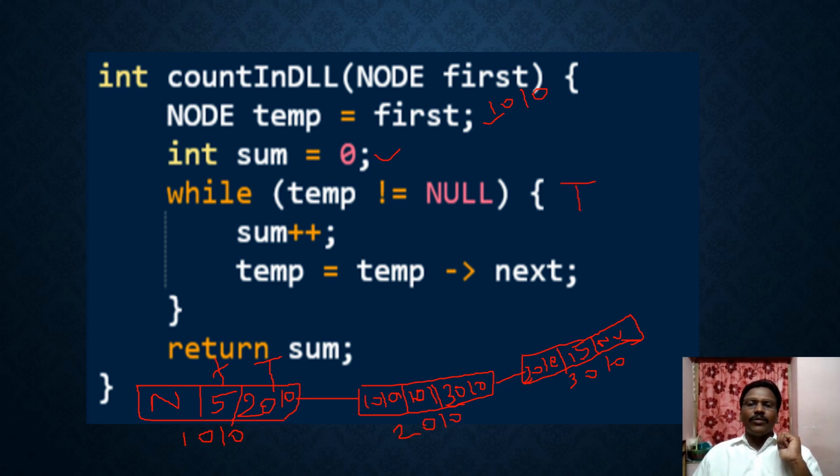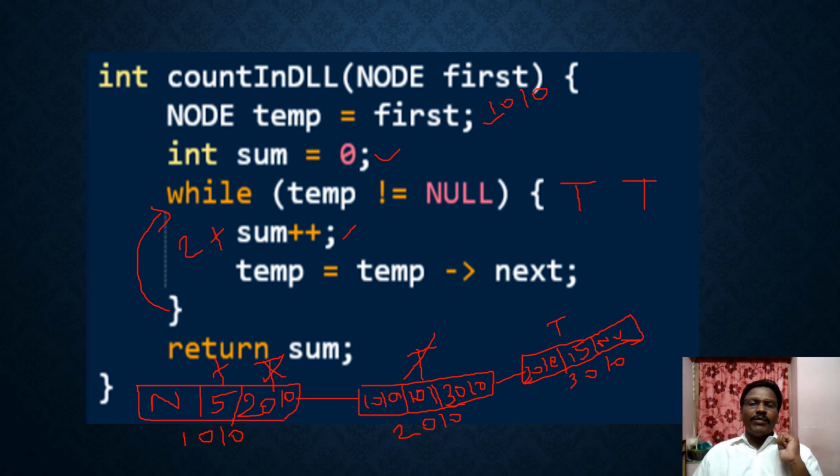So the condition is true. Sum plus plus. At present sum value is 0. After the statement execution, the sum value is 1. Temp equal to temp next. At present temp is 1010. Temp next is 2010. So at present temp is representing 2010. Again move to while. Temp not equal to null. Temp is representing 2010. Again the condition is true. Now sum plus plus. Now onwards the sum value is 2. Then temp equal to temp next. Temp is representing 2010. Temp next is representing 3010. After the statement execution, the temp is representing 3010.